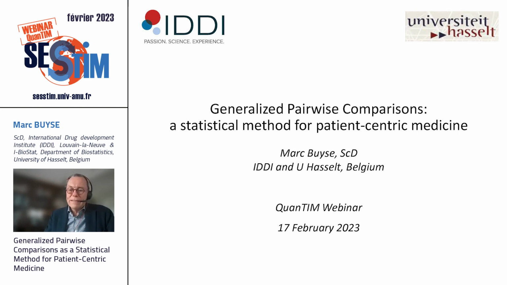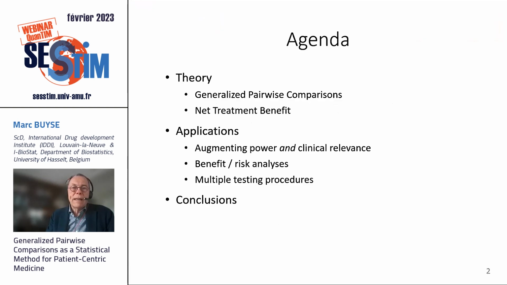So let's go to the talk itself, and let me show you my agenda. I will develop the theory of generalized pairwise comparisons, which, as you will see, is actually very simple, very powerful, but very simple at the same time. I will introduce a new measure of treatment effect that we call the net treatment benefit. And then I will illustrate this theory in 3 different examples.